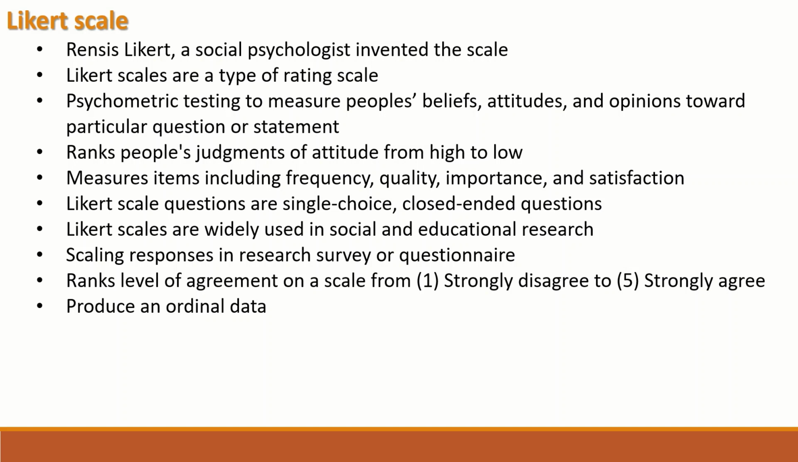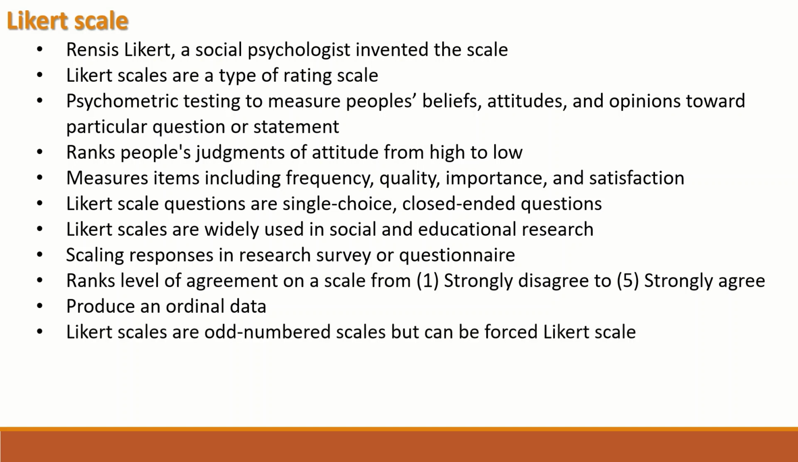It ranks the level of agreement on a scale from 1, strongly disagree, to 5, strongly agree. So you give a participant options to choose from, strongly agree 5 and strongly disagree 1, and that's why it's called a scale, and Likert scale. This kind of scale produces ordinal data, because the answers of participants are in order from 1 to 5. So it's ordinal data, non-parametric.